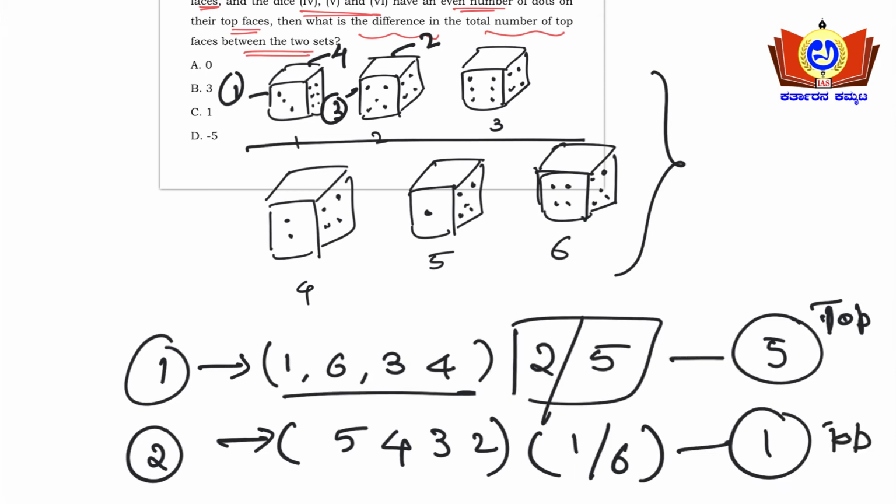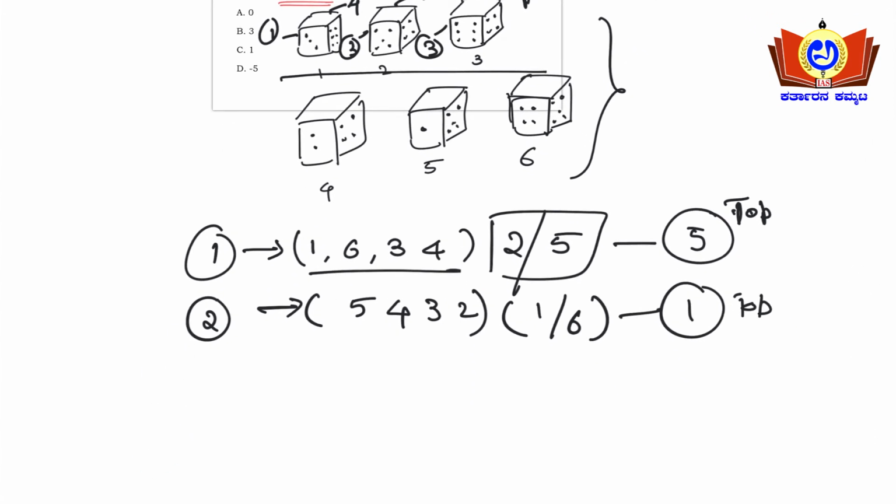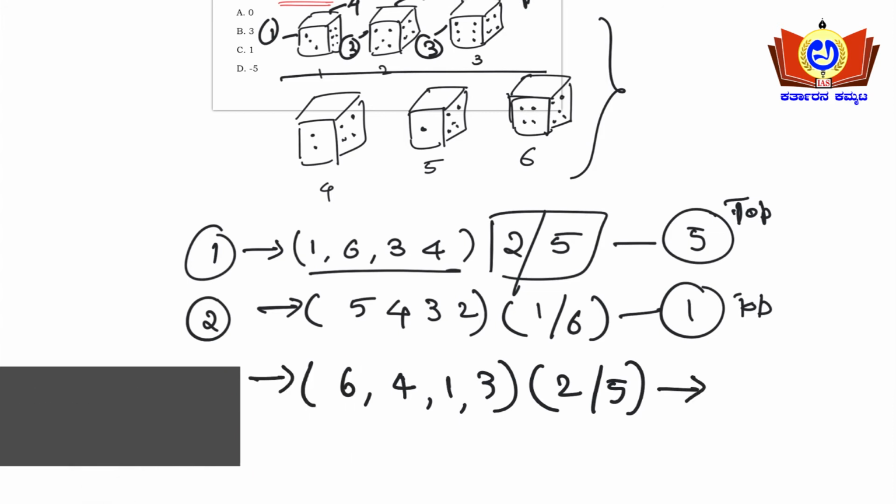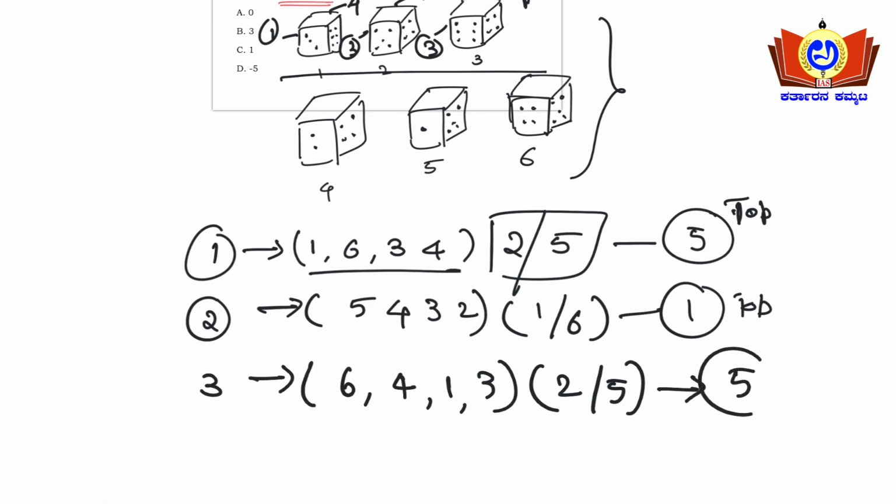For the third dice, the opposite face will be 1, and here it will be 3. So see here for the third dice, how many faces are here? 6, 4, 1 and 3. So the remaining faces should be either 2 or 5. The odd number is given, so the top face is 5. So 5, 1, 5 here.